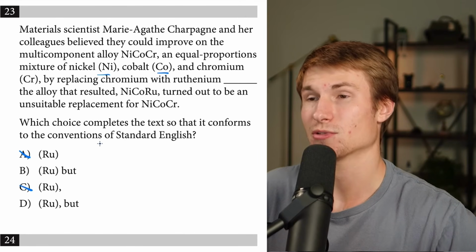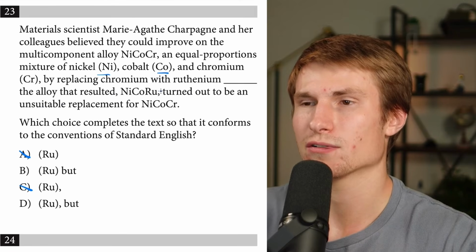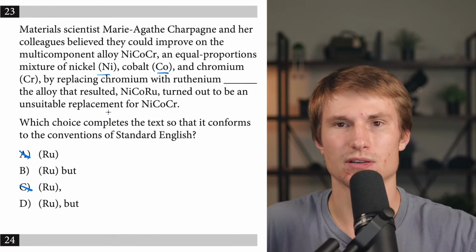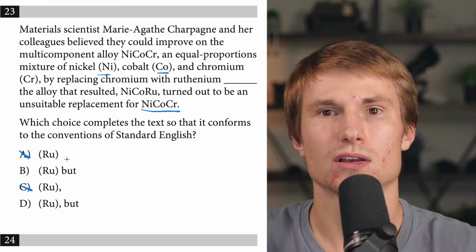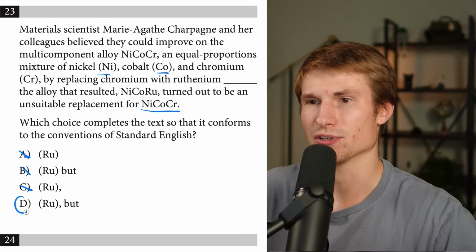Now, do we need a comma or do we not need a comma? Well, we have the alloy that resulted turned out to be an unsuitable replacement for NiCoCr. Well, that is an independent clause by itself. So therefore, we'd have to have a comma in the fanboy. So our answer would have to be D.